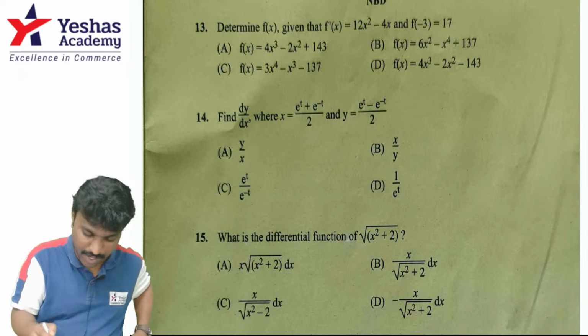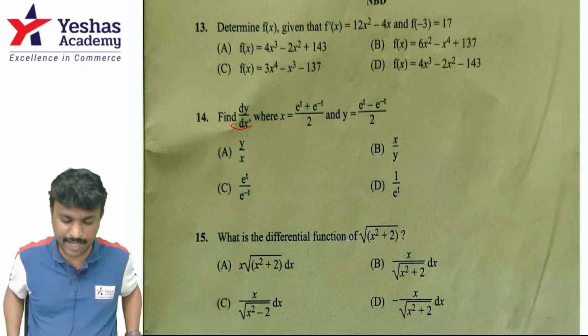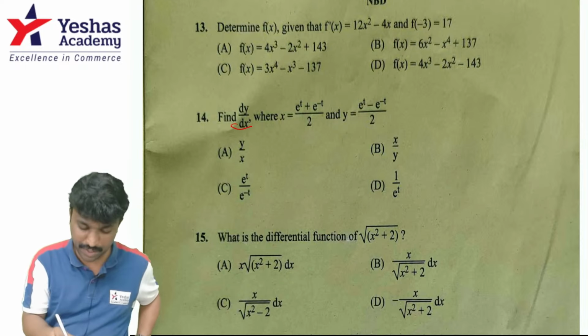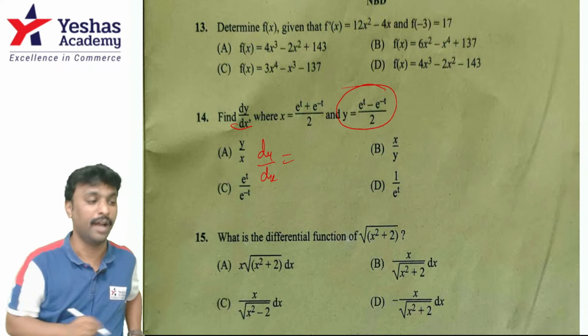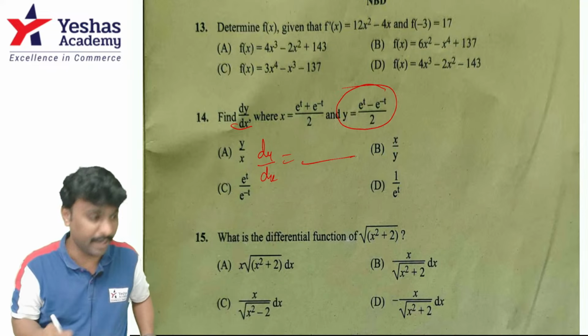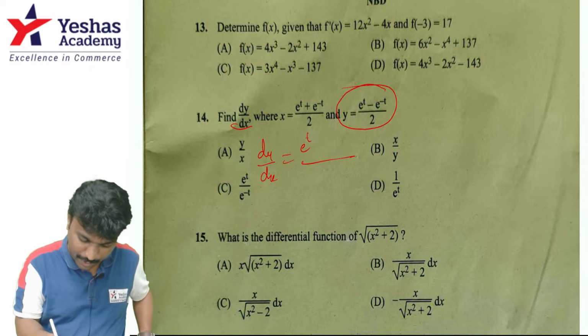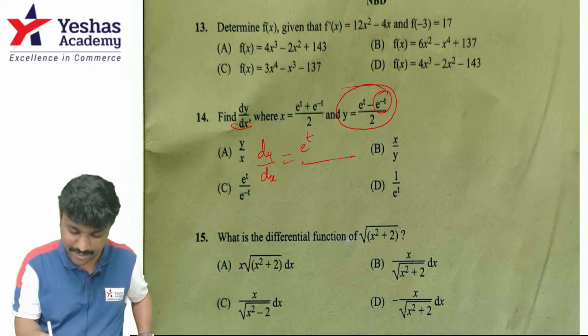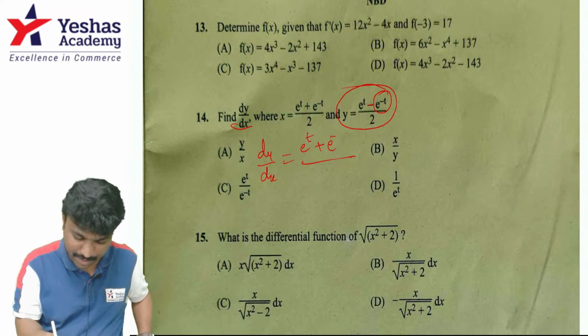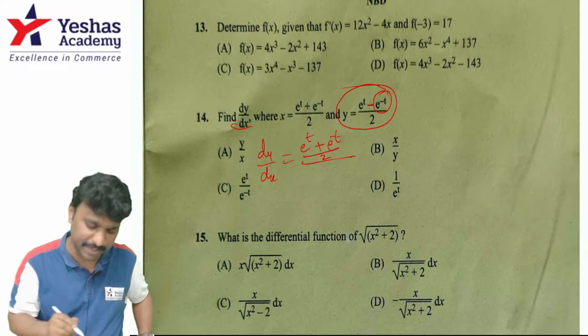You need to find dy by dx. X is given, so it's a parametric differentiation. So for dy by dx, differentiate the y function first to get the numerator. The derivative of e power t is e power t only. The derivative of e power minus t is minus e power minus t. Already there is a minus sign, so it becomes plus e power minus t, divided by 2 because it's a constant.